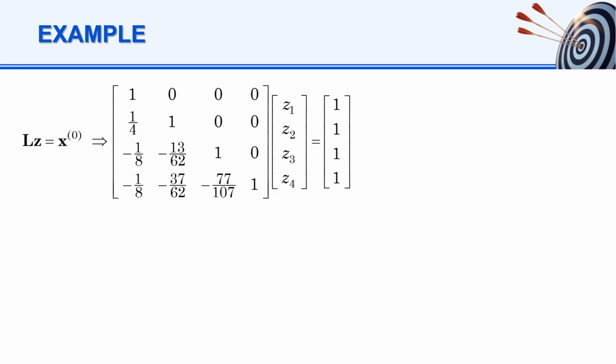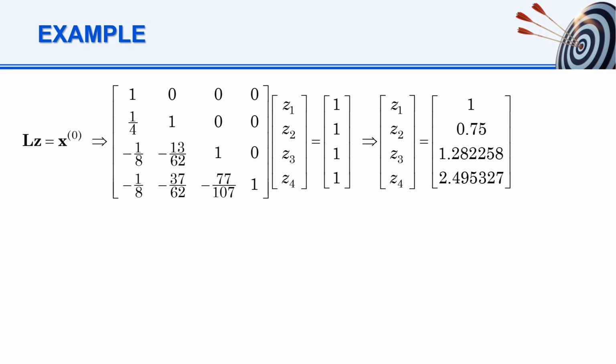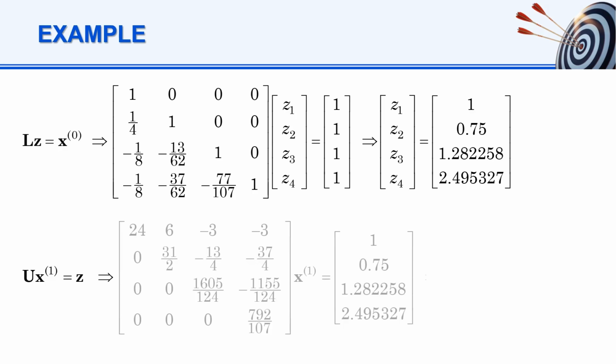We begin with the initial guess vector and solve the lower triangular system, Lz equals x0, using the forward substitution algorithm, which gives the following. Then, we solve the upper triangular system U x1 equals z using the back substitution algorithm, which yields the following.